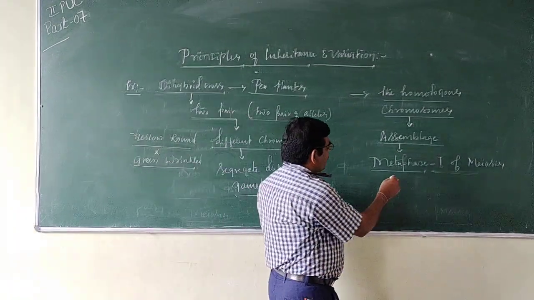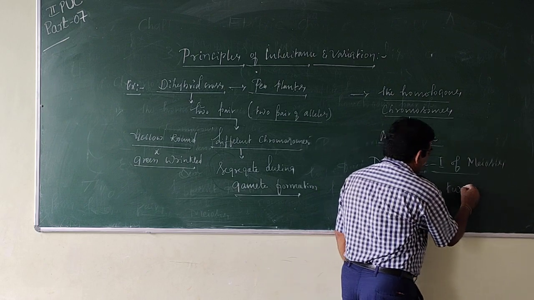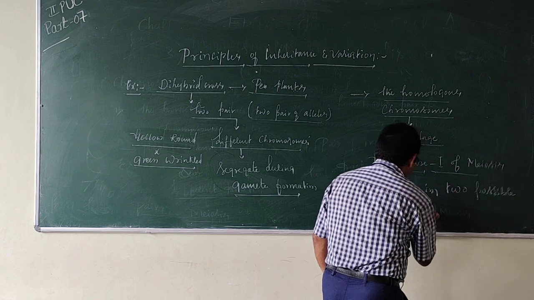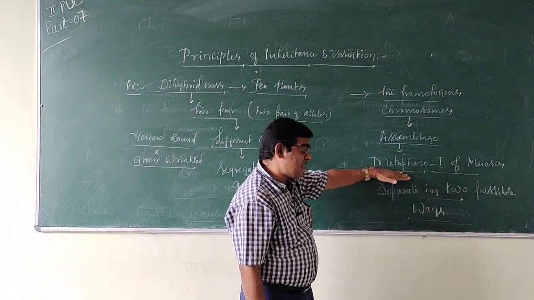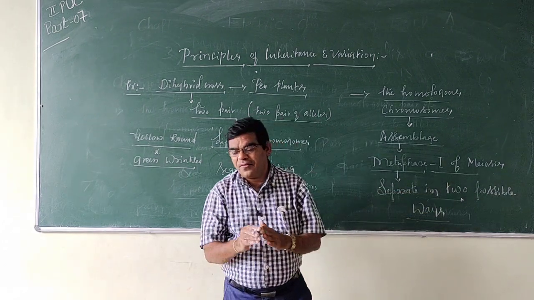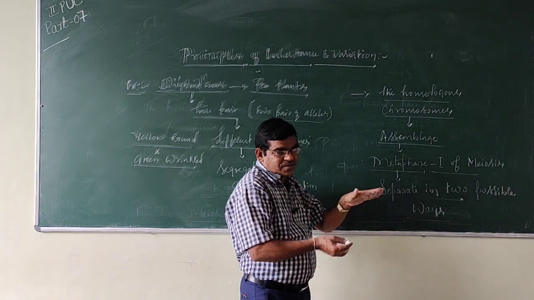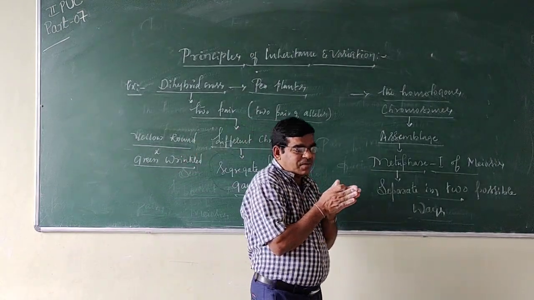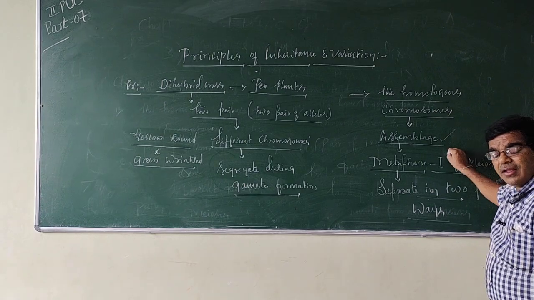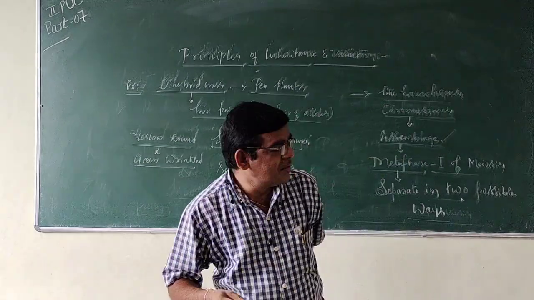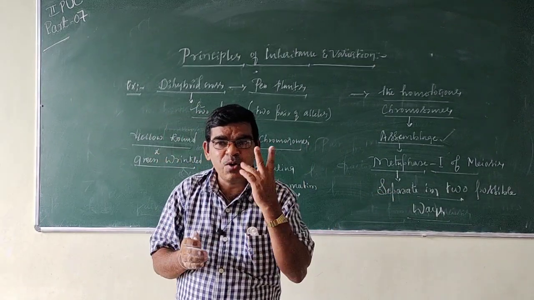And these chromosomes segregate or separate in two possible ways. See, the chromosomes are assembled during metaphase first of meiosis and separate in two possible ways. Assemblage means aggregate. Clear? The homologous chromosomes aggregate during metaphase first of meiosis, and then separate into two possible ways.